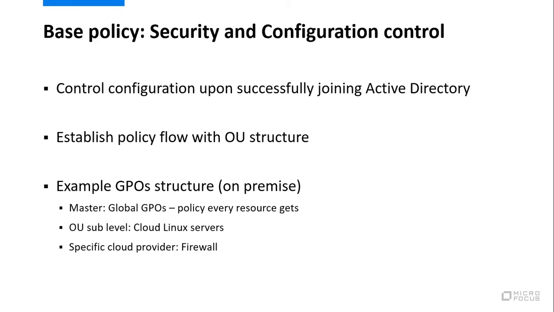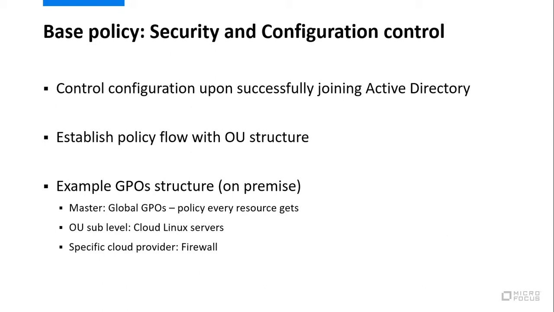So let's take a look at how we set policy. This allows us to set some security controls and some configuration. You can set up things so that when you successfully join Active Directory by installing the agent and connecting it, certain things get installed. Those who are familiar with Active Directory and group policy will recognize that policy flows according to an OU structure, so parent-child.